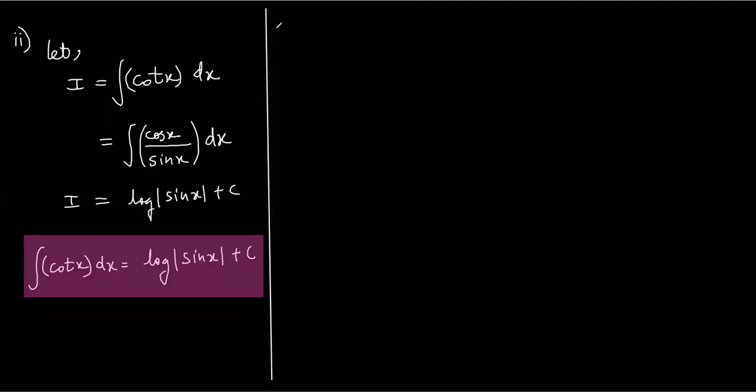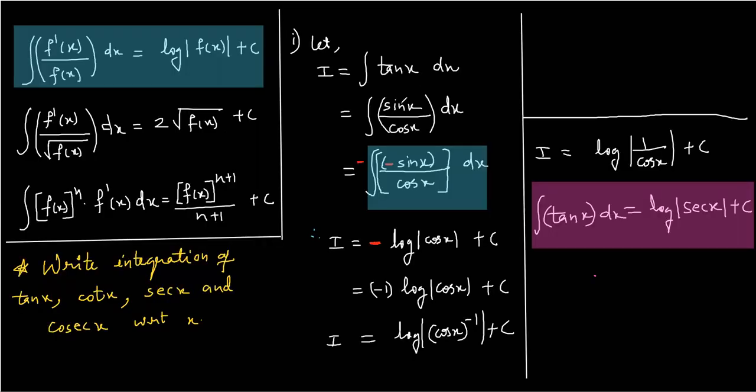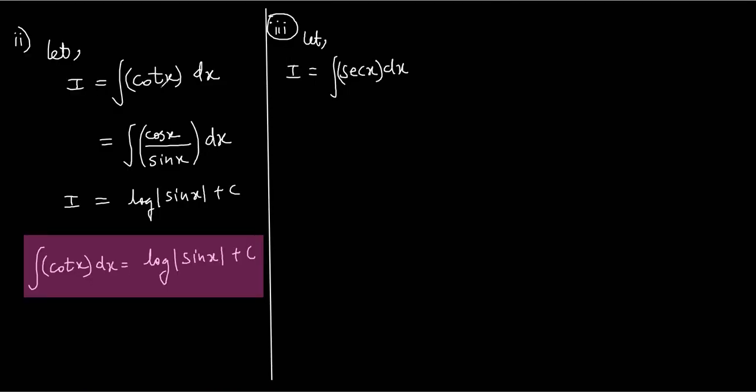The third is, let I equal to integral sec x dx. Now students, unlike the previous two where we had tan and cot, when I had to integrate tan, what did I do? I converted tan x as sin x upon cos x, in sin and cos. Here also I wrote cot as cos upon sin. But unlike these two, don't go for writing this as 1 upon cos.